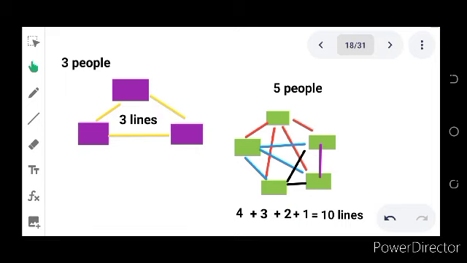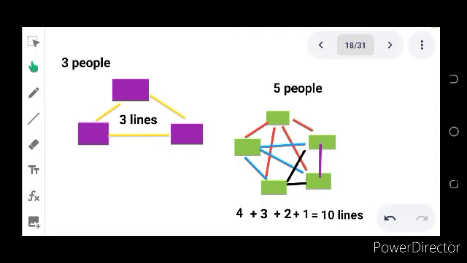So what we can see is that in this problem, we're going to take one less than the number of people and add the preceding numbers before it until we get the sum. So that means for 5 people, we have 4 plus 3 plus 2 plus 1. That means if there are 6 people, that would be 5 plus 4 plus 3 plus 2 plus 1.